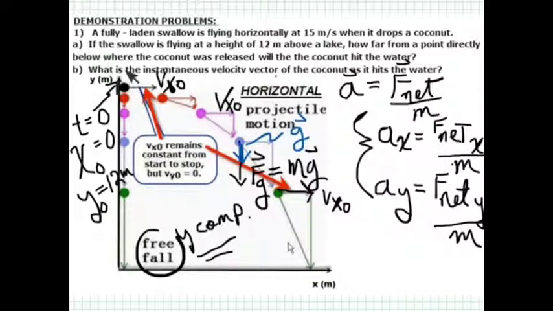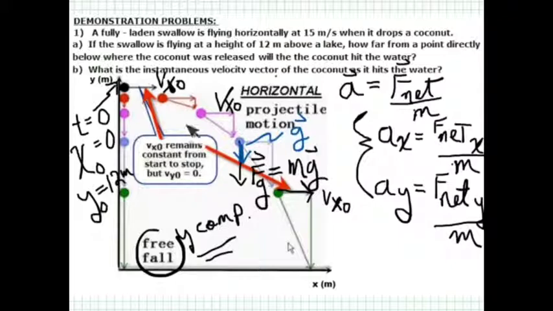So, the moment the swallow drops the coconut, it becomes a projectile motion problem, and in particular a horizontal projectile. The thing to note here is the x component is the 15 meters per second that the swallow was flying when it released the coconut, and since it was flying horizontally, the y component of the initial velocity is 0.